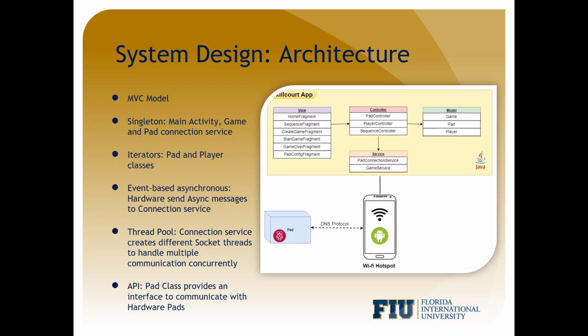For the system design, the SkillCourt app uses an MVC model containing two design patterns in the form of singletons and iterators. The application also contains two running services in the background, one for the connected pads and one for the game. This allows both of those elements to run in the background. The pads connect to the application via Wi-Fi hotspot using DNS protocol to locate the network.